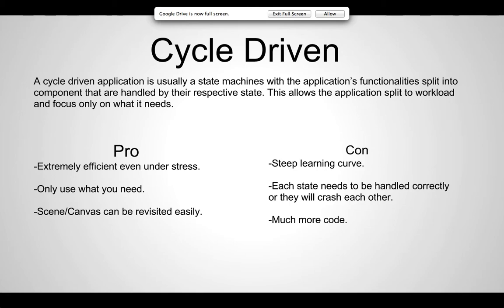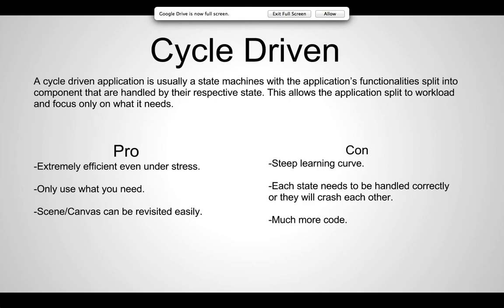Cycle-driven. Most video games nowadays are cycle-based. They have each state where the game is divided into portions. It's extremely efficient under stress because whatever you're not using is not part of the runtime, so it's not taking up RAM, and you clean it up when you're not using it. Only use what you need. And with scenes, each individual level can be revisited very easily.